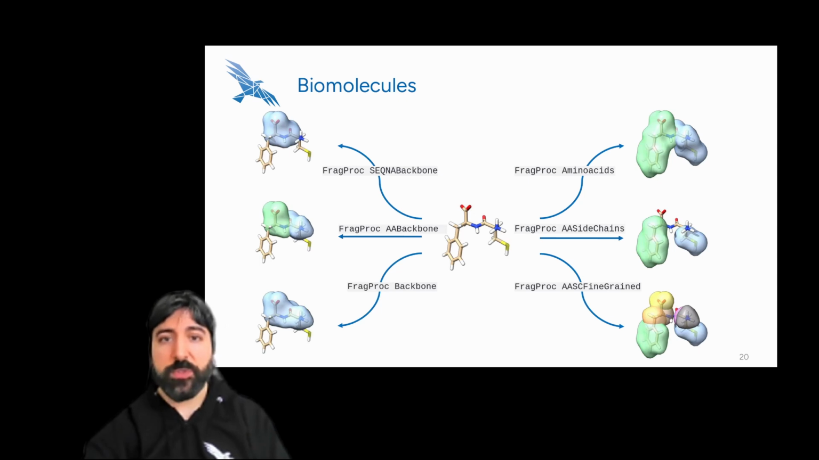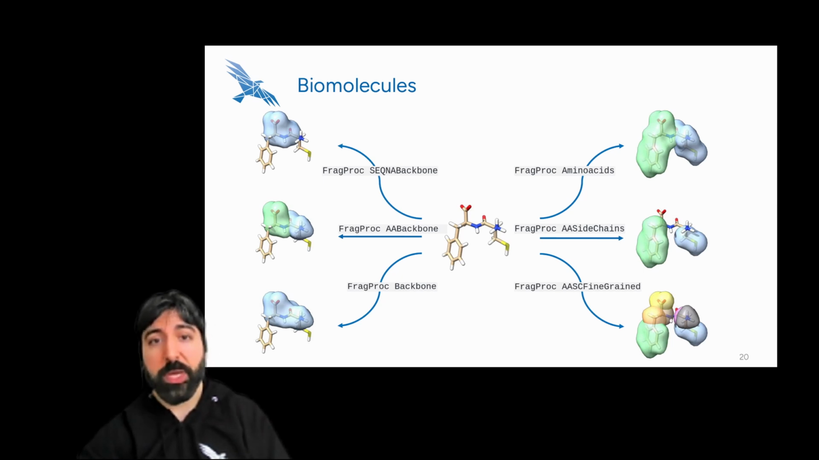Additionally, there are three procedures available for detecting and assigning the protein backbone. One assigns the backbone of each amino acid to a separate fragment, a second one preserves the peptide bond inside the fragment definition, and a third one assigns the whole protein backbone into a single fragment.